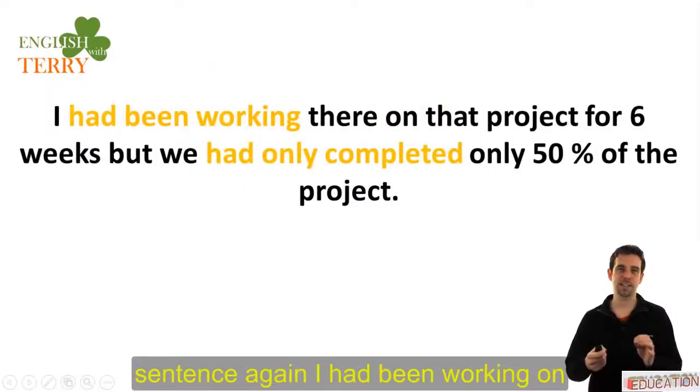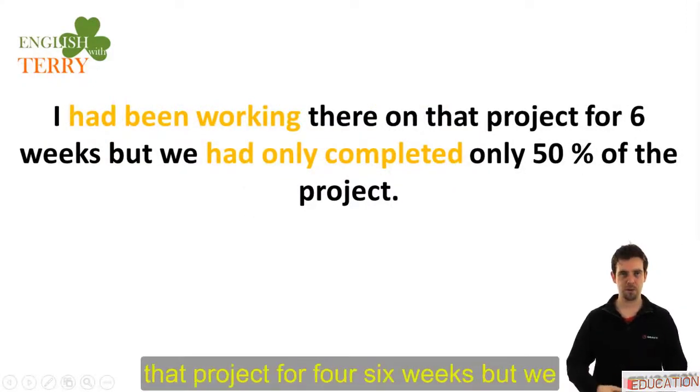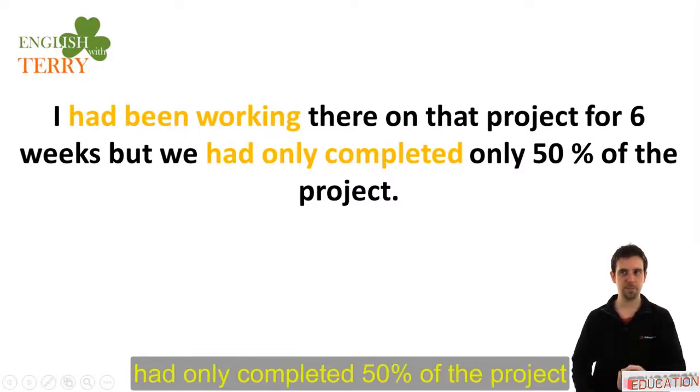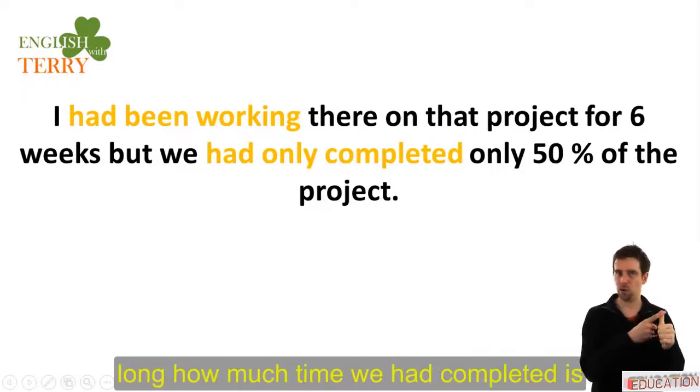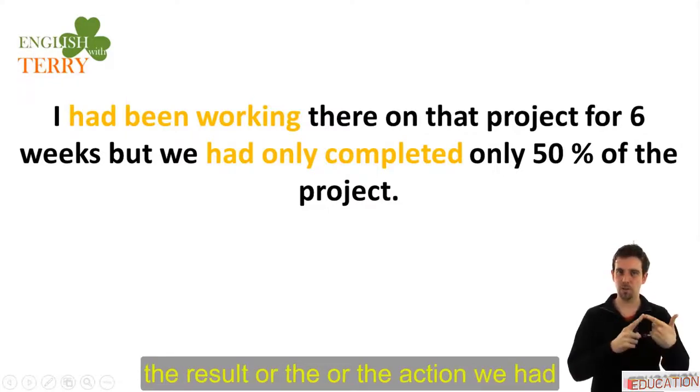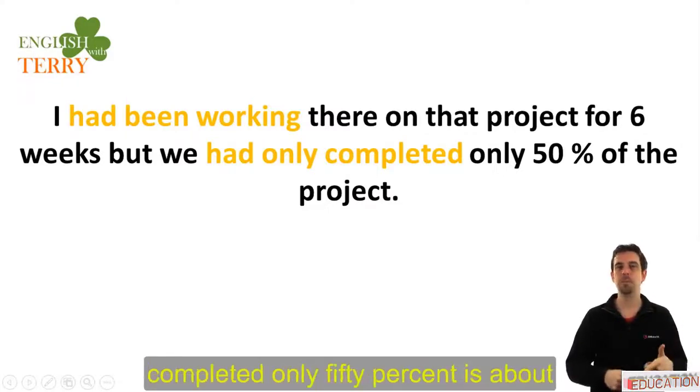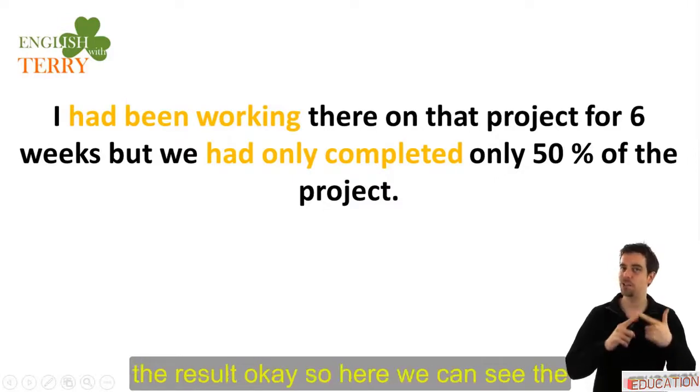So here we see the sentence again. I had been working on that project for 6 weeks, but we had only completed 50% of the project, right? So I had been working there, how long, how much time? We had completed is the result or the action. We had completed only 50% is about the result, okay?